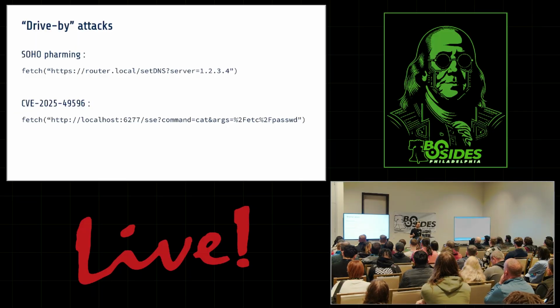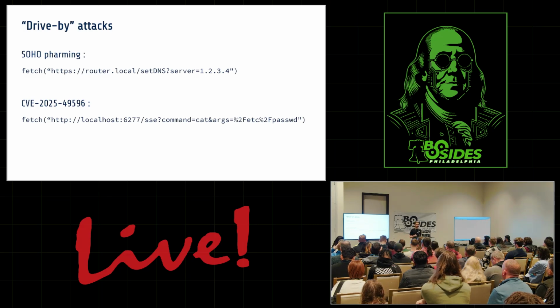The trust boundary was also being exploited for something more nefarious, something called drive-by attacks. So an age-old technique called SOHO farming. What's that about? Say you access a public website and it tries to send a fetch request to your router to set the DNS server on it. Let's say your DNS server is misconfigured. You end up hijacking the victim's network there.